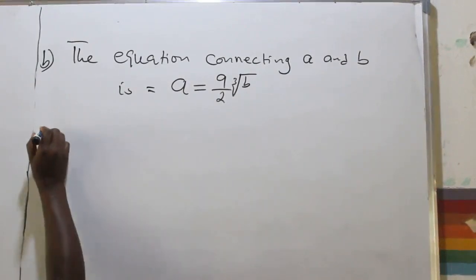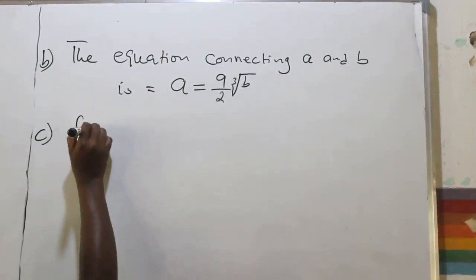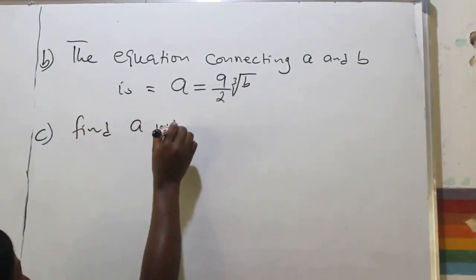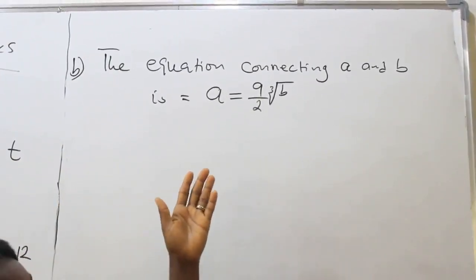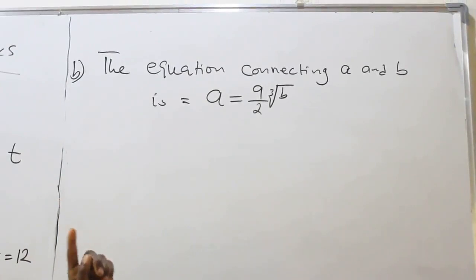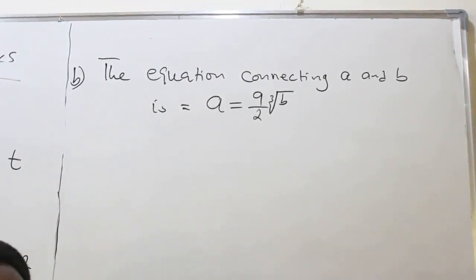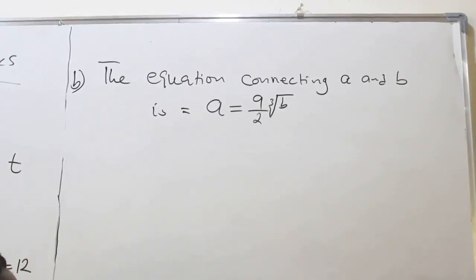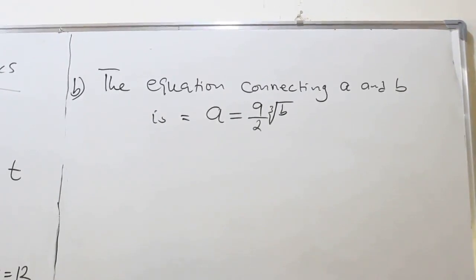Alright, let's go to C. C, we have to find the value of A when B is equals to 125. We have to find A when B, the equation connecting A and B is A is equals to 9 over 2, the cube root of B. Remember, the value of our K, which is the constant, is 9 over 2.